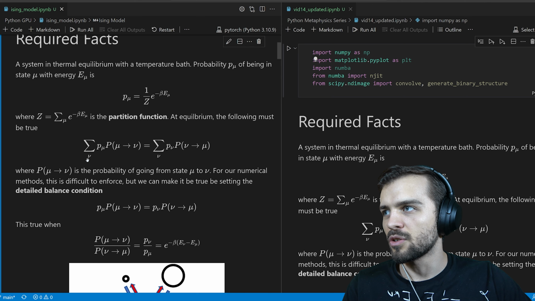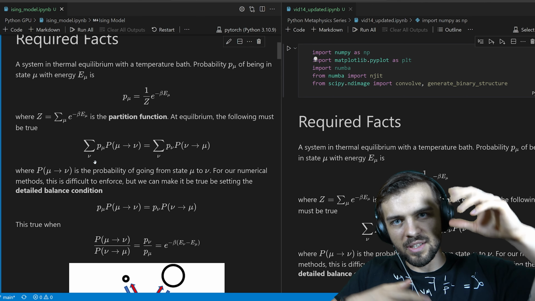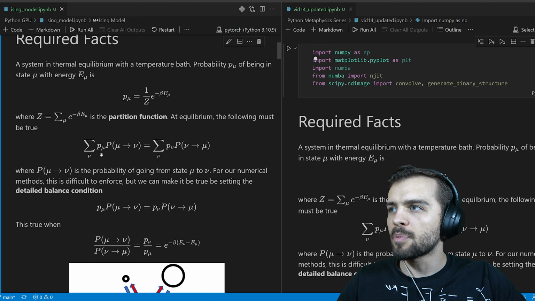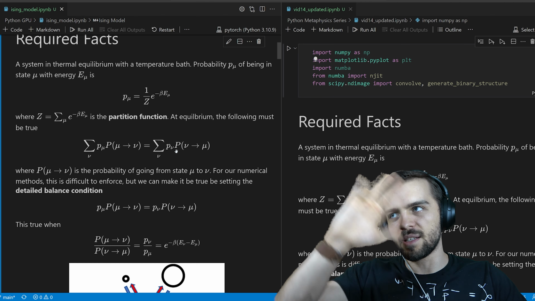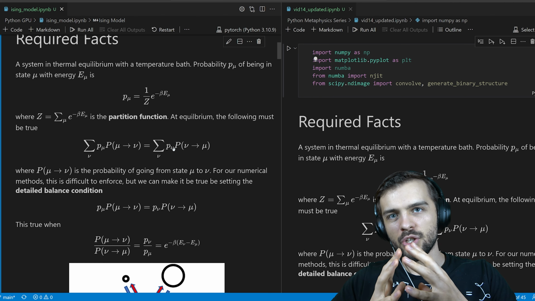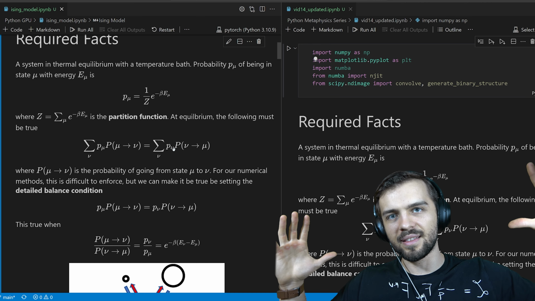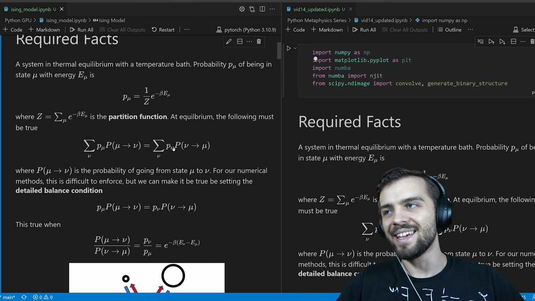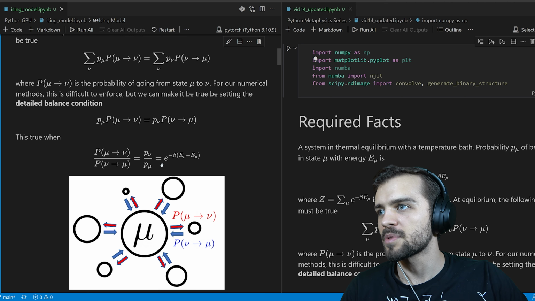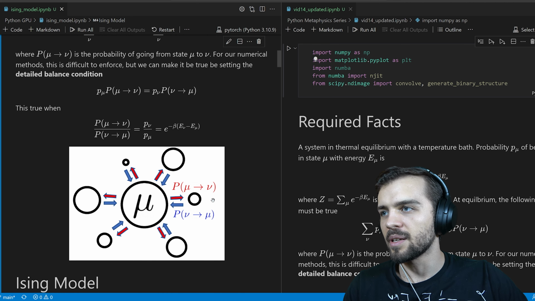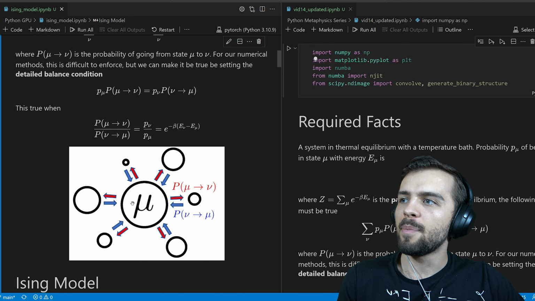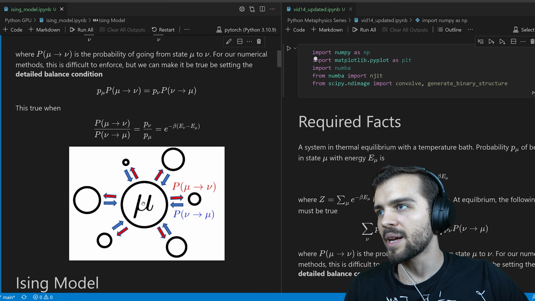Nu is all possible states that the system can go to. You say that the probability of being in your state times the probability of going to this other state, and you sum those together, is equal to the probability of being in these other states and going to your state. So as often as it comes out of the state mu, it's going back into that state. You can think of that in terms of this diagram. If you think of mu as being the state, and the arrows are the probability of leaving and then coming back into that state, it basically says that you're going out of that state as much as you're going back into that state.